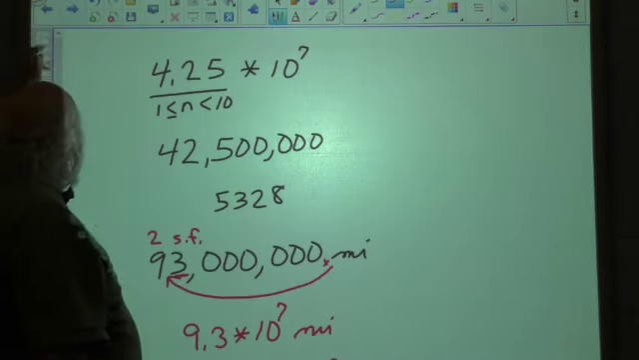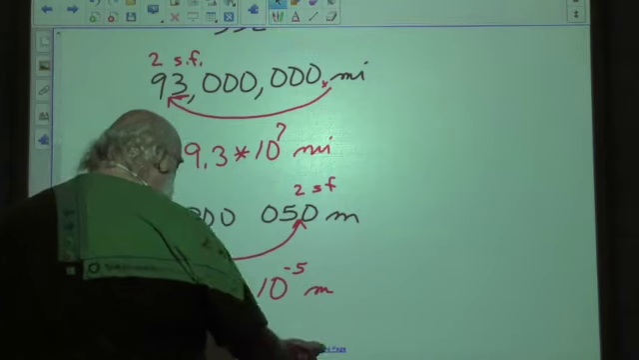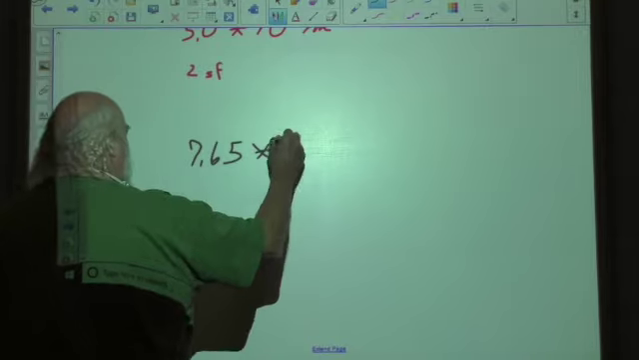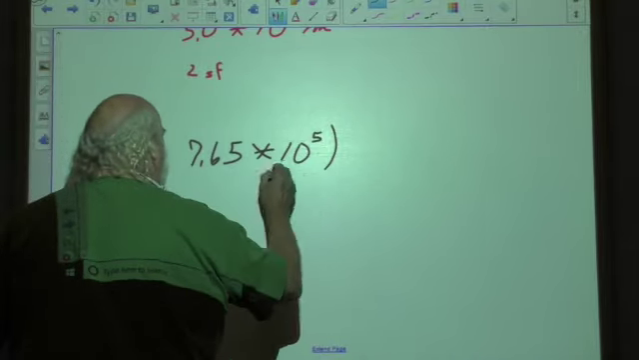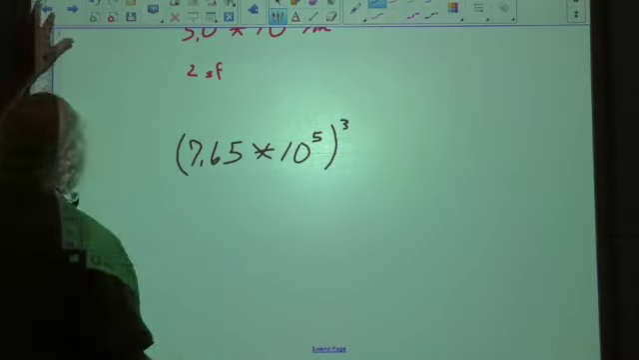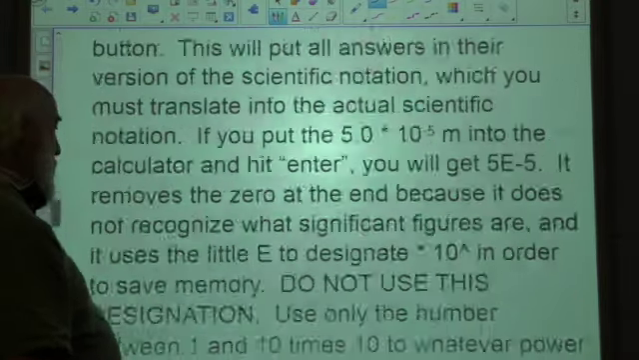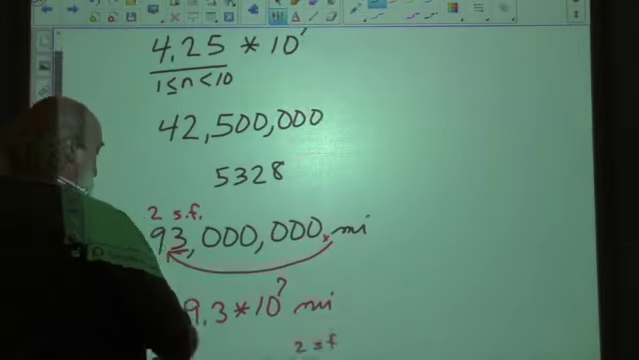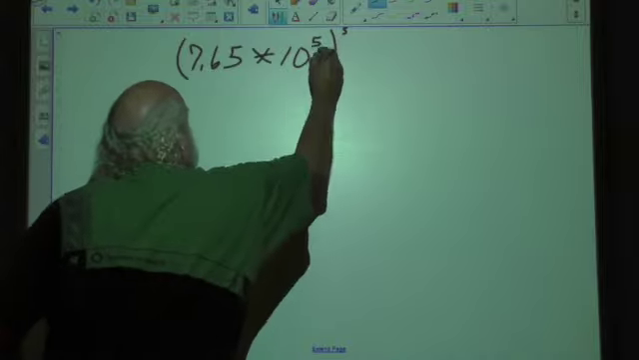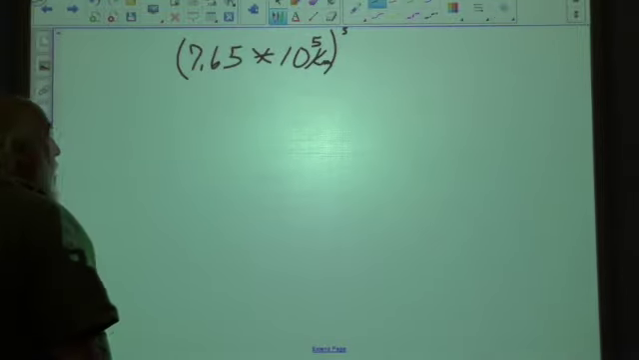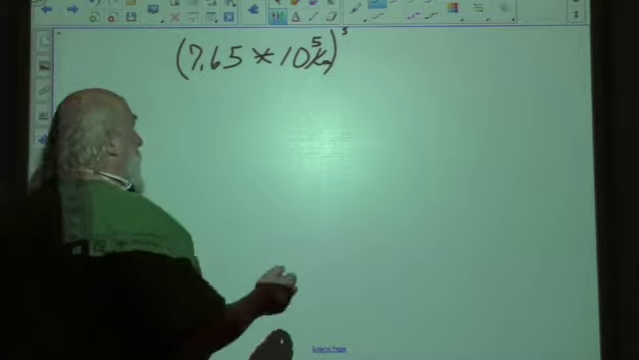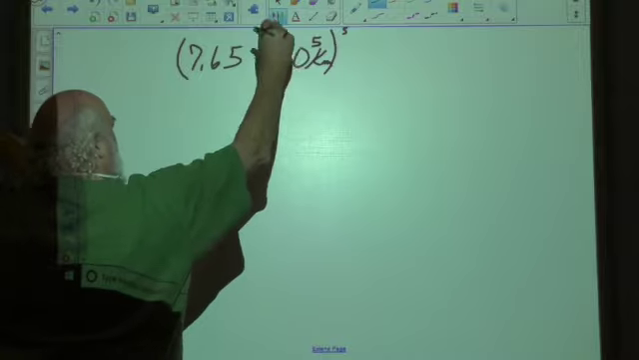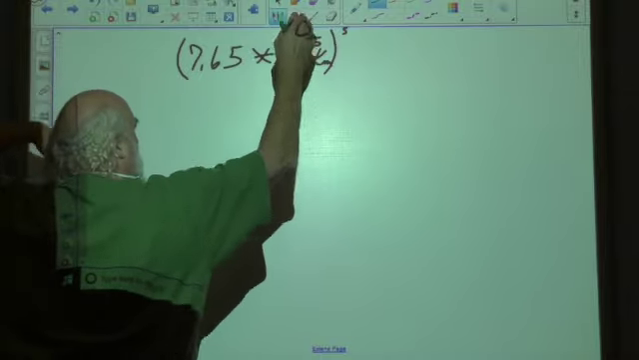Now, when you work this problem out, we have 7.65 times 10 to the 5th, quantity cubed. And what's the label? I'm forgetting the label. Kilometers. All right, kilometers. So we should have kilometers written here. I have to cube this number. So when you go to your calculator, you can do it exactly the way it's written here. You put 7.65 times 10 caret 5, closed quantity, to the third power.